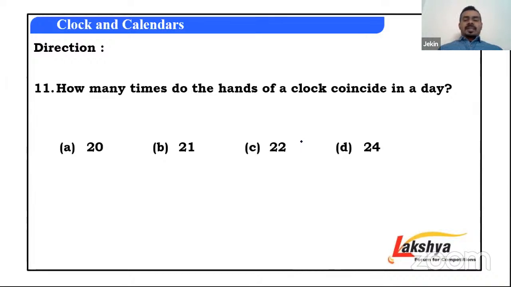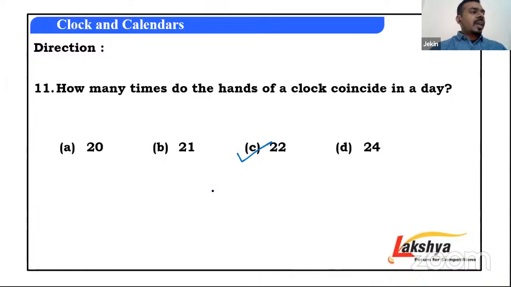Okay. Next, these are a few facts. Please note down these facts very carefully and please mark the answer straight away. Okay, what's the first fact that I want to ask? The first fact is, how many times do the hands of a clock coincide in a day? The answer is going to be 22 times. 22 times will the hands of a clock coincide in a day. There's a logic to it.